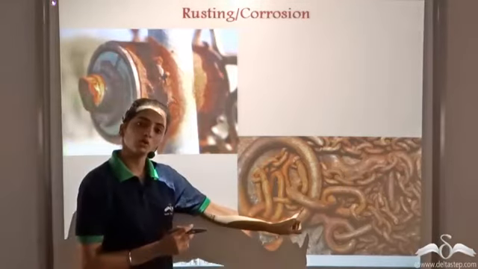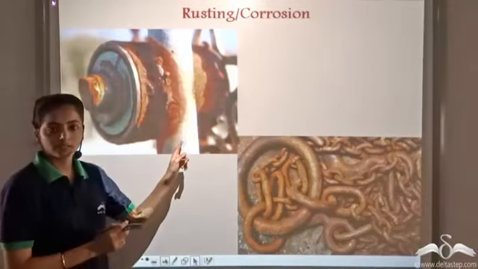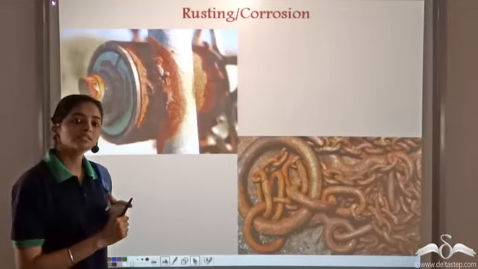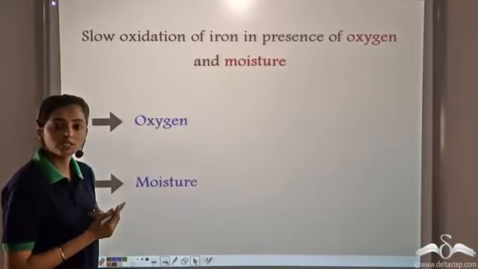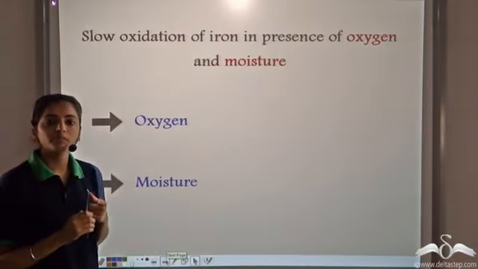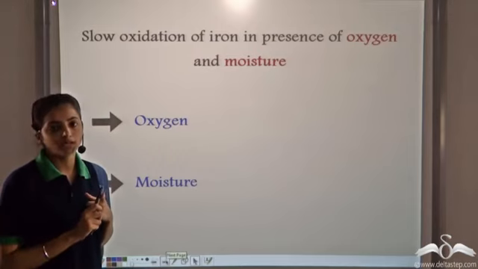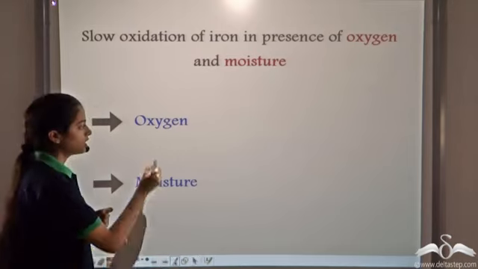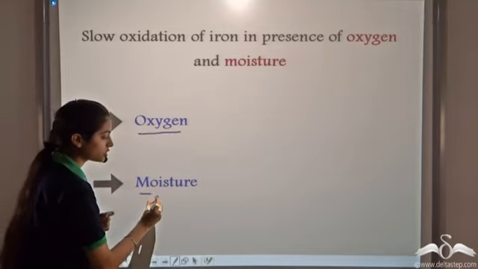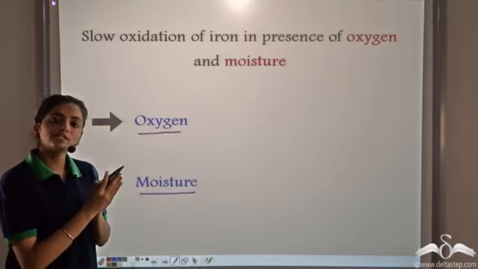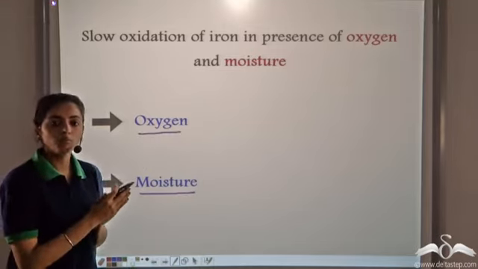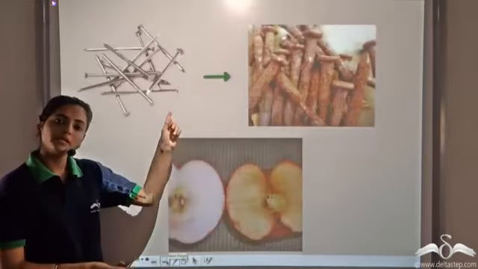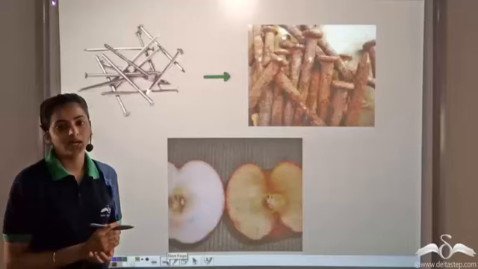This reddish brown coating on iron articles is known as rusting or corrosion, and it is because of the slow oxidation of iron in the presence of oxygen and moisture. So, in the presence of both oxygen and moisture, iron gets oxidized to form rust. And this is the similarity between iron articles and an apple.